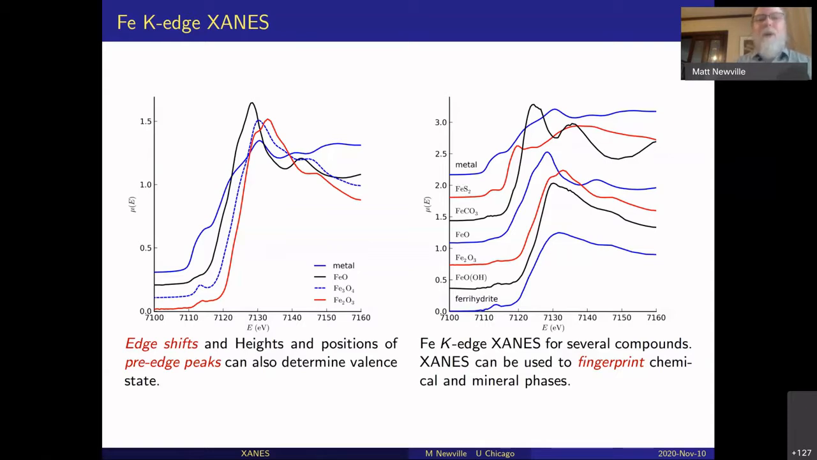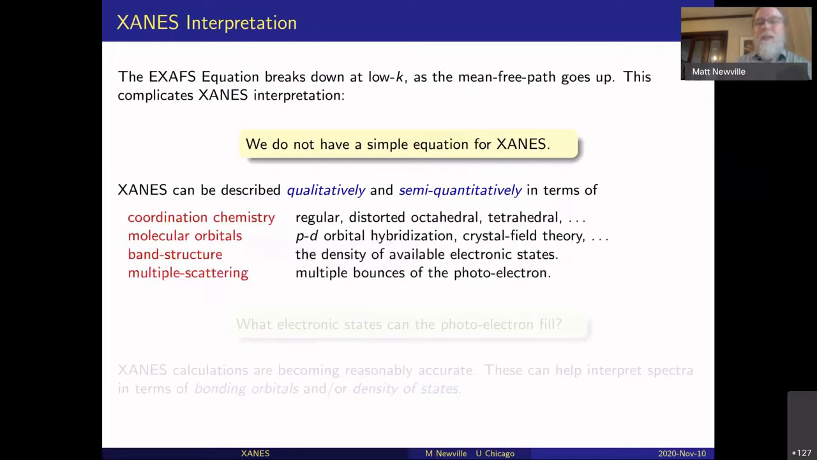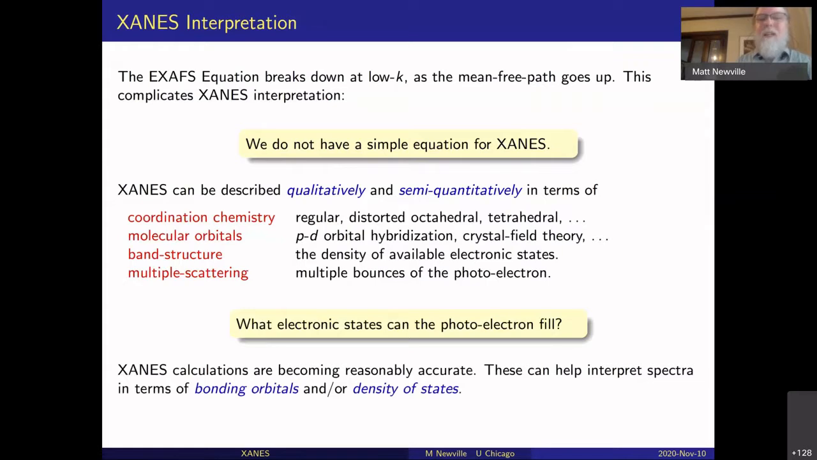The XAS equation would work for XANES, but that sum has to go to infinity, so that's inconvenient. We don't have a simple equation for XANES. And we can describe XANES qualitatively and semi-quantitatively in terms of coordination chemistry and band structure and molecular orbitals, also multiple scattering. Both Josh Kas and Yves will talk about that at great length, and maybe even the modeling session will talk about that as well. And it's all a question of what electronic states that photoelectron can fill.